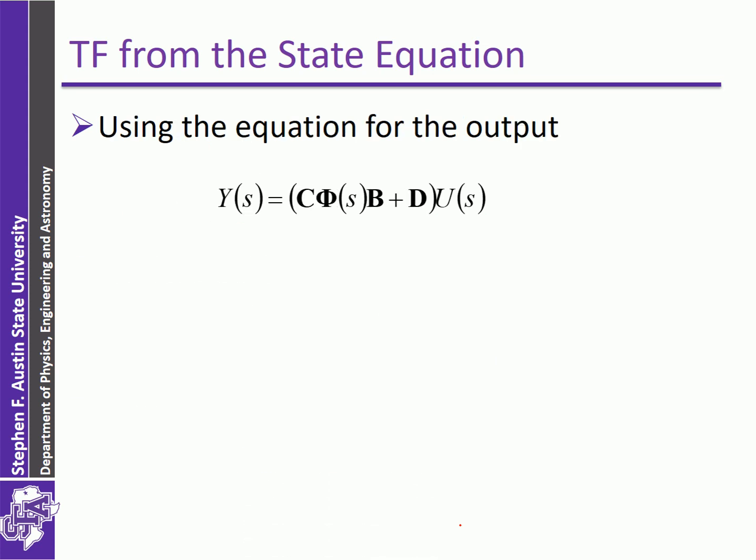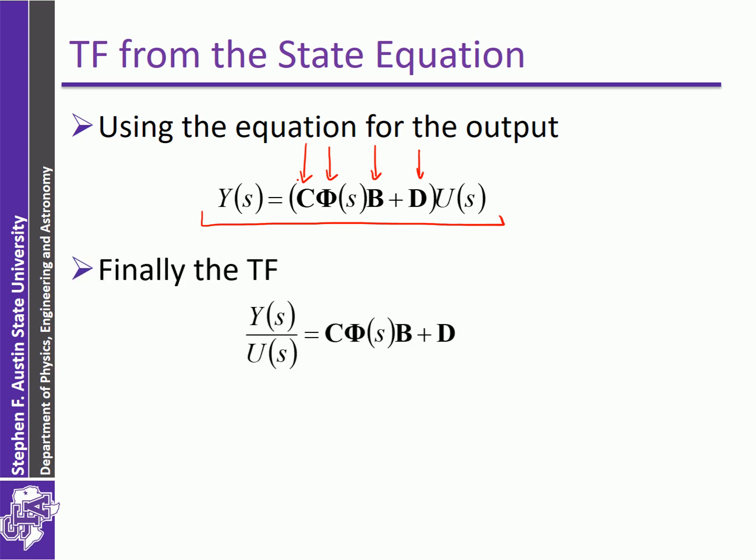So finally, what we get is this equation for y of s that says that if we know the value of matrix D, the value of matrix B, the state transition matrix, and the value of the matrix or vector C, we're going to be able to find our output y. But we are not looking for the output, but the transfer function. So we divide everything by u of s, or our input, and we finally find out that if we know all these matrices and vectors, we can find the transfer function fairly simply, just by multiplying C times the state transition matrix times B and then adding D.